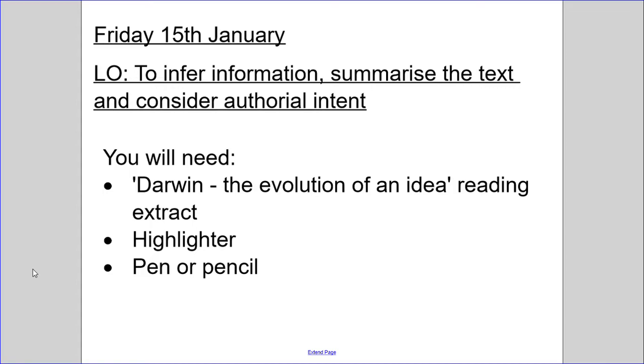Today we are going to be inferring information, summarising the text and considering authorial intent. So first of all you will need Darwin, the evolution of an idea, the same reading text that we looked at on Wednesday, a highlighter and a pen or pencil, so pause while you go get those.